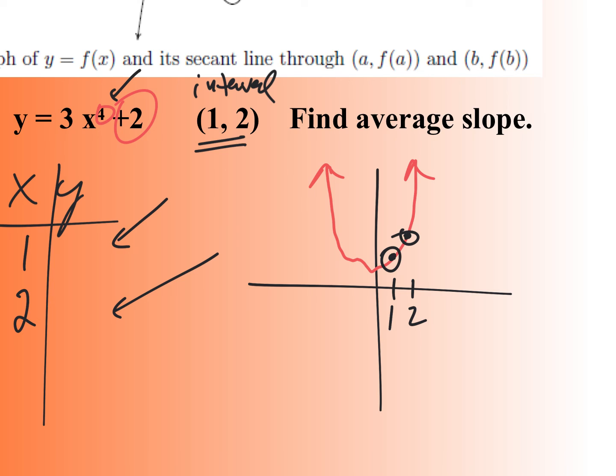Cal, what do I do with the 1 to get the answer for this? You stick it into the equation. Good. And then what did you get? I got 5. You are correct. 1 comma 5 is my first point. That spot there would be like 1 comma 5. Okay. Neil, how do I get the second point?